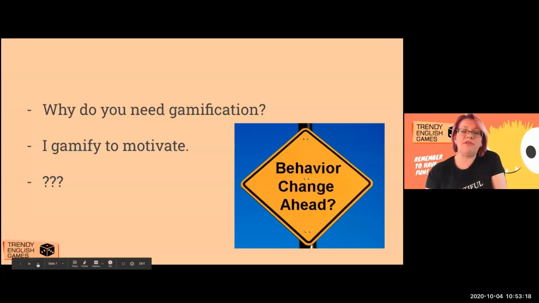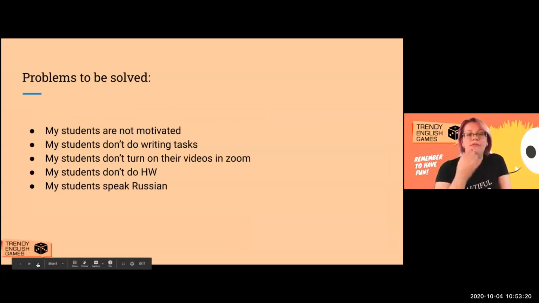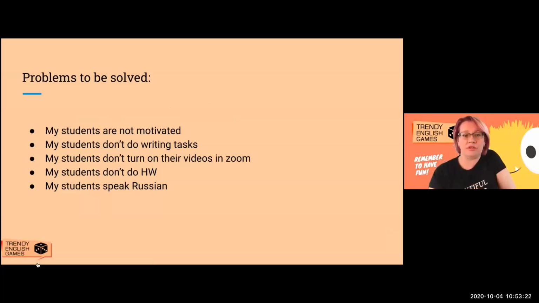This is a very general problem. I have a list of these problems on my screen. If you say my students are not motivated, then you have to think about something else. What exactly do you want your students to do? Gamification is always about some final results. So what kind of behavior do you want to get from your students?